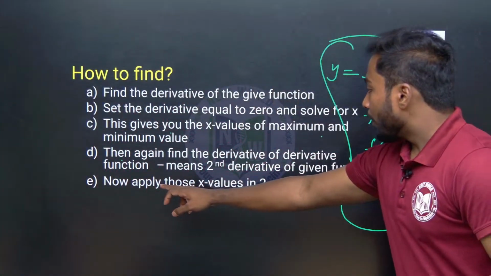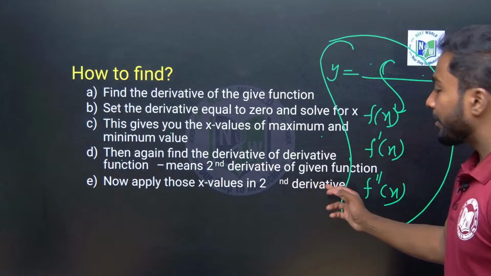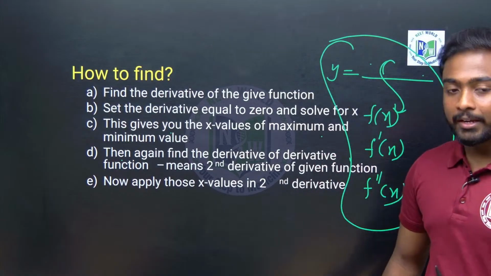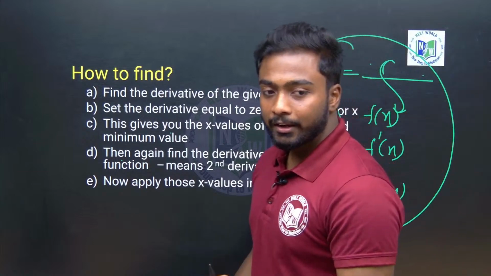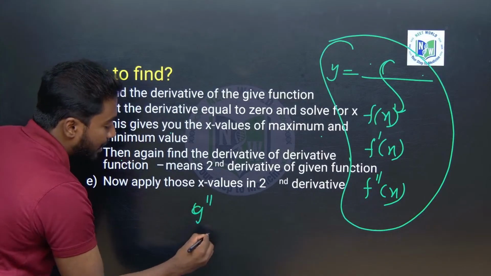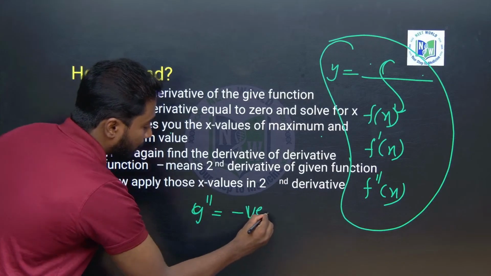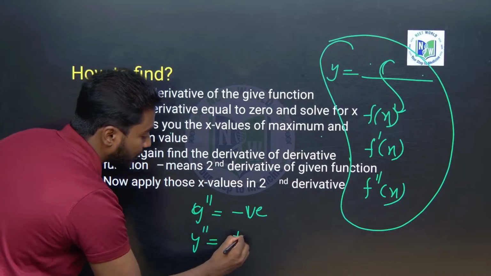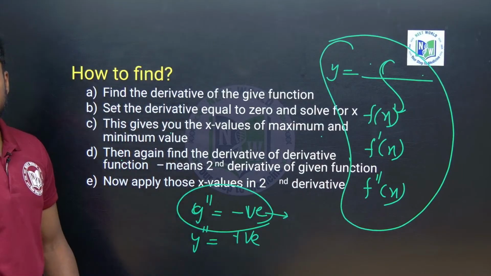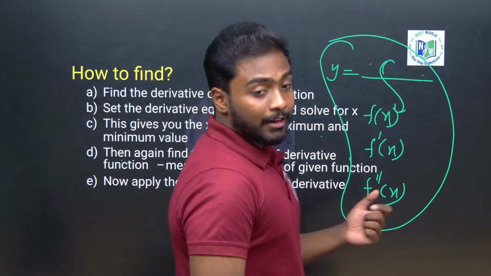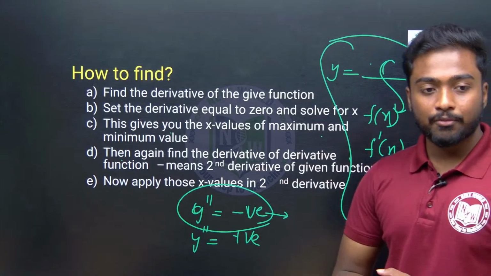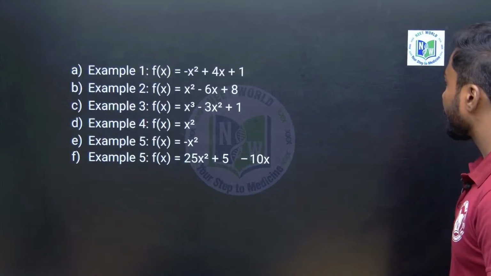Now apply those x values in the second derivative. After applying, if y double dash is negative, the function has a maxima. If y double dash is positive, it has a minima. A negative value of the double differentiation means maximum, and a positive value means minimum. We will do the problem here.